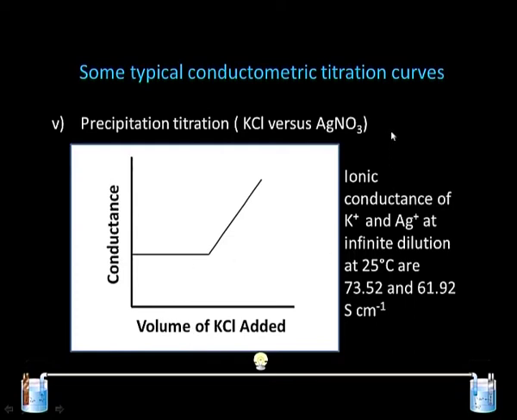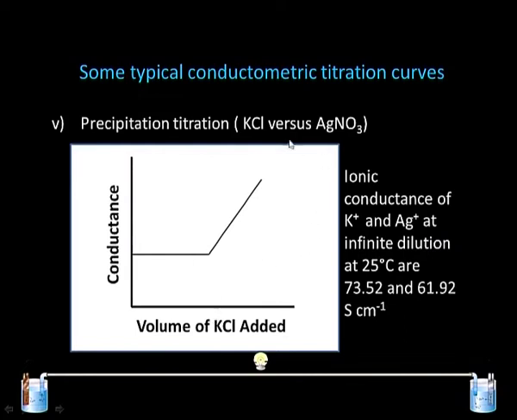and this region is very clear because the K plus and Ag plus have almost similar ionic conductance. The values are 73.52 and 61.92. So, there is a change, but not a significant change, because one K plus is replaced by Ag plus, and it continues as long as there is silver nitrate in the solution. After that, there is a sudden increase in the conductance, which is due to the K plus ion which is added from the burette.